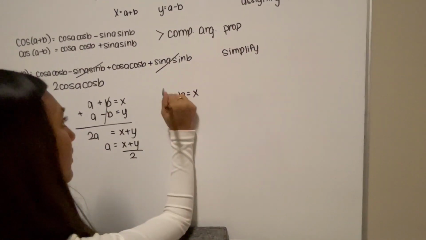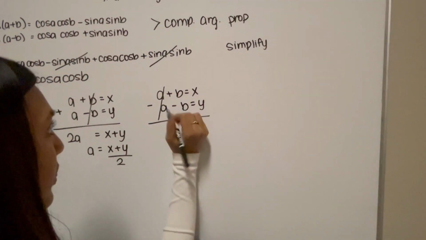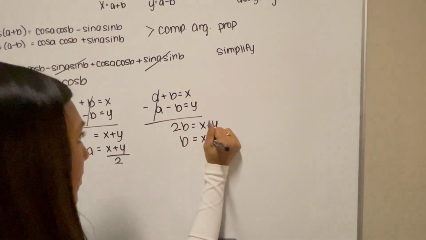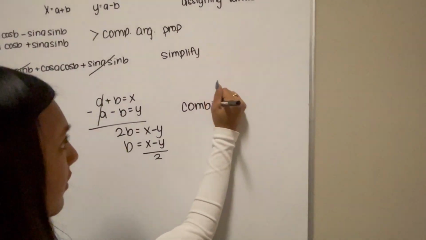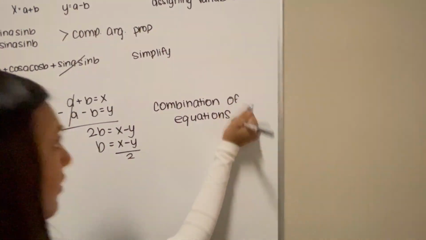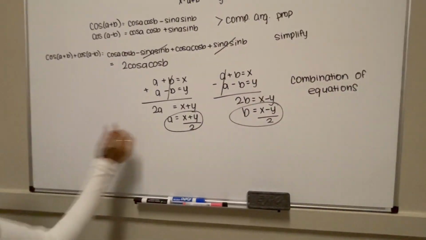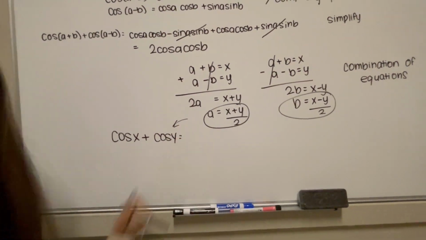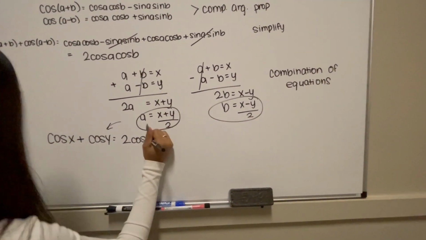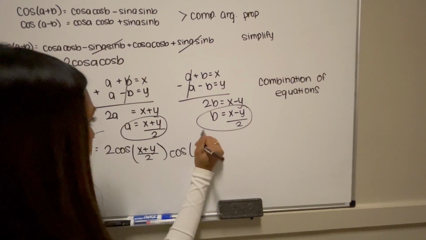And then we can subtract those two equations so that the a's will cancel, and we are left with 2b equals x minus y and b equals (x minus y) divided by 2. And then we can put those back into the equation, and we are left with cosine x plus cosine y equals 2 cosine (x plus y) divided by 2 cosine (x minus y) divided by 2.